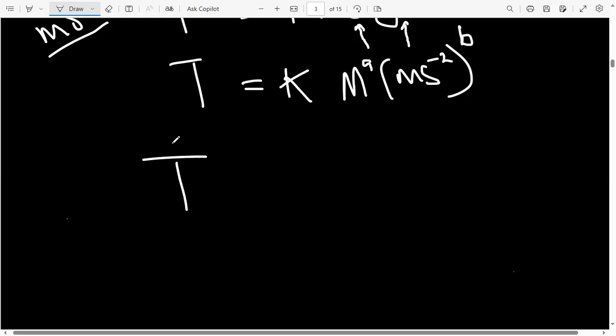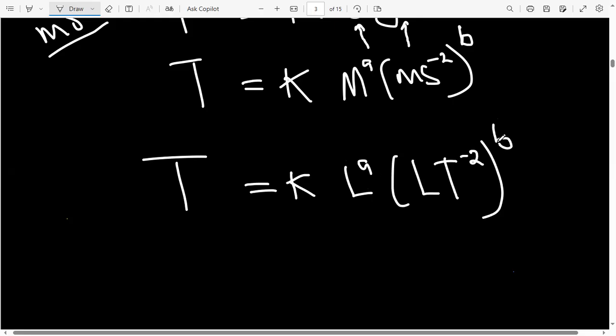So I'm going to say T, which means the period of the pendulum, is equal to k, and then here we're just going to put the dimension of this m. The dimension of the m there is just L, because that's a meter to the power a. Then the dimension of this m again inside there is still L. Then the dimension of this s is T, to the power minus 2. And then outside there is b. So this is what I have here.